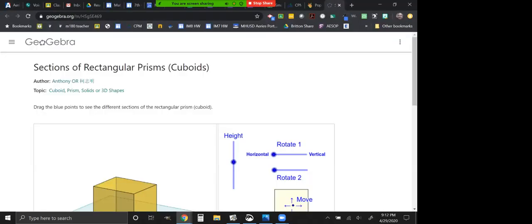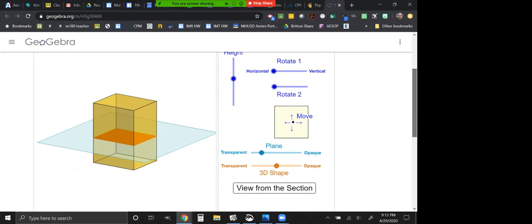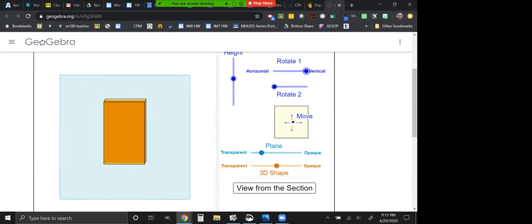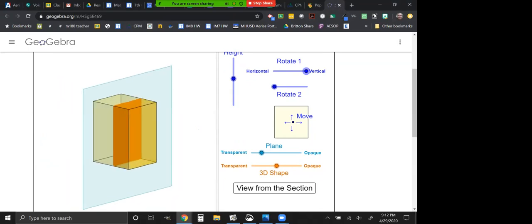So if I were to open this tool up here, and hopefully you can see the tool, I'm going to rotate this vertical and slice straight down through this plane. You can see that the shape we get inside of there is a rectangle. That slice forms a rectangle. If this were a shorter object, like a cube, then the inside would be a square.